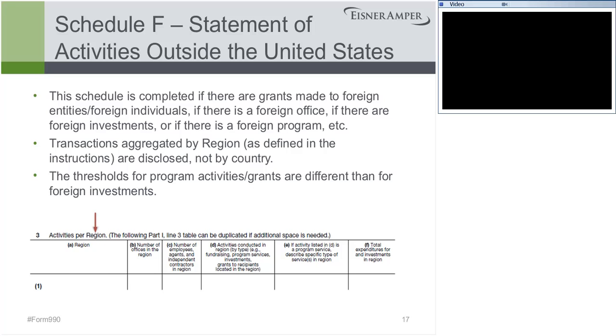One of the things that's very interesting, I actually had a reporter call me the other day and ask me this question, and I don't know the answer, is that unlike in Schedule I, where you have to list out every single grant that you make and the address it went to, in Schedule F, you don't have to disclose the exact country and address where this is taking place. In Schedule F, the IRS has created predetermined regions, okay? And so you can aggregate everything that you've done in that particular region and disclose it on one line.